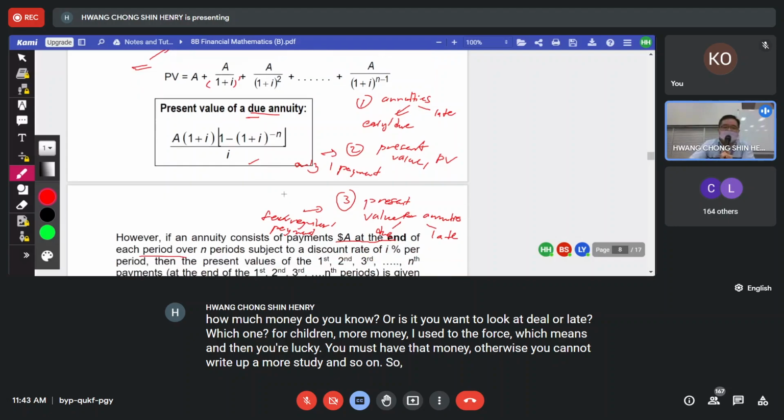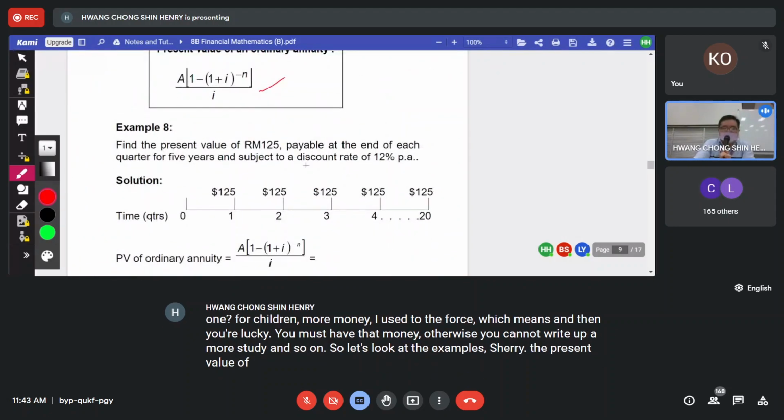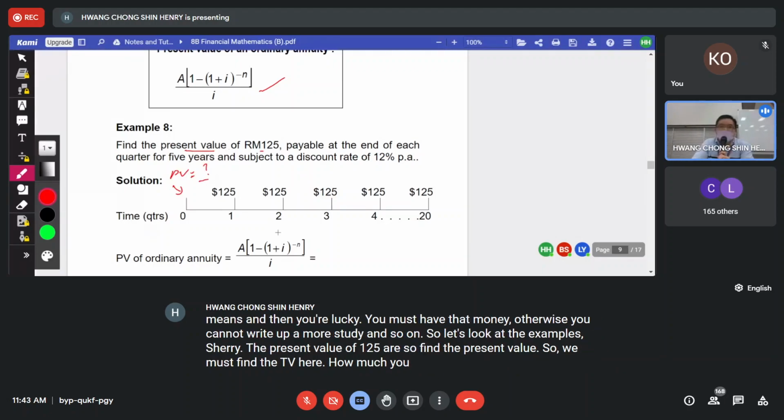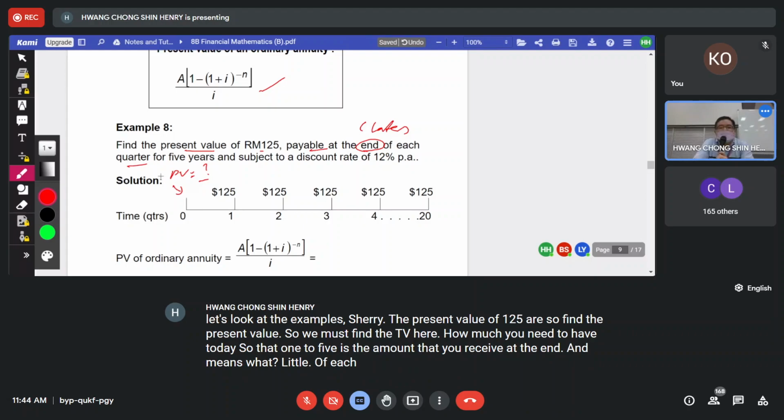So let's look at the example straight away. The present value of 125. So find the present value. You must find the PV here, how much you need to have today, so that 125 is the amount that you receive at the end. End means what? Late, at the end of each quarter. What does each quarter mean? Compounded what?